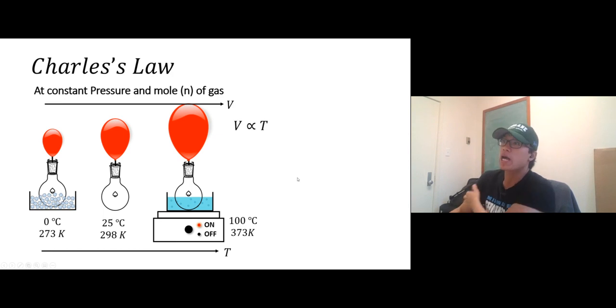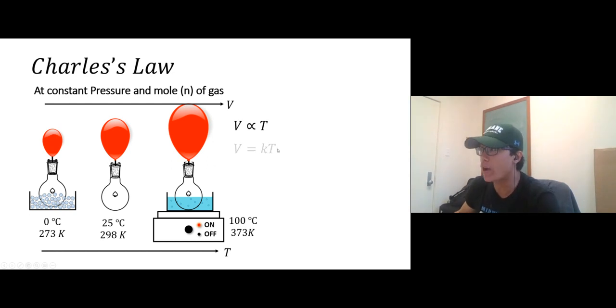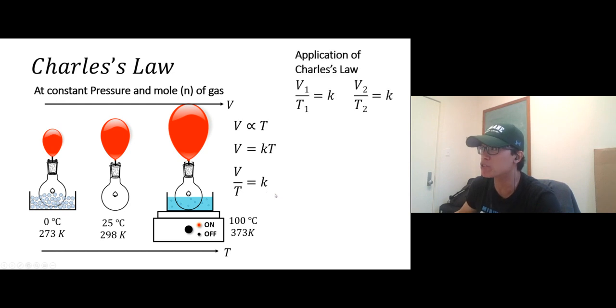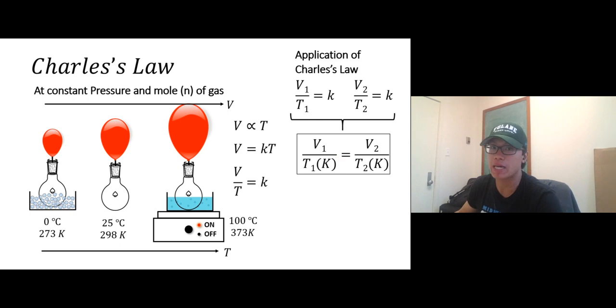So he concludes this observation as volume is directly proportional to temperature. If you make it an equation, V equals constant K times T, or V over T is constant. And the application of Charles' law: situation 1, V1 over T1, situation 2, V2 over T2, these two are equal. That allows you to calculate for either volume or temperature in two different situations.